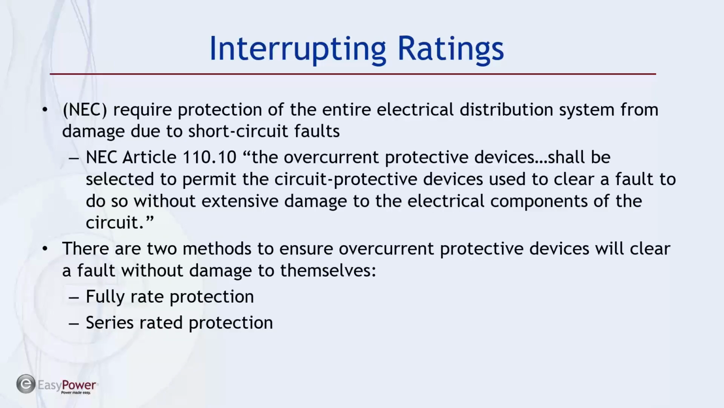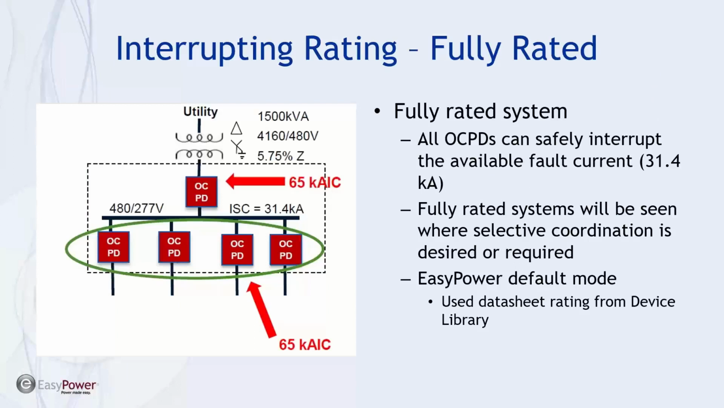So the NEC requires protection of entire electrical distribution systems from damage due to short circuit faults, and as detailed in 110.10, the overcurrent protective devices shall be selected to permit the circuit protective devices used to clear a fault to do so without extensive damage to the electrical components of the circuit. Now there are two methods by which overcurrent protective devices will clear without damage to themselves. One is to make sure they're fully rated, and the other is if you have series rating. A fully rated system is one that has all the overcurrent protective devices tested and rated to meet or exceed the available fault current.